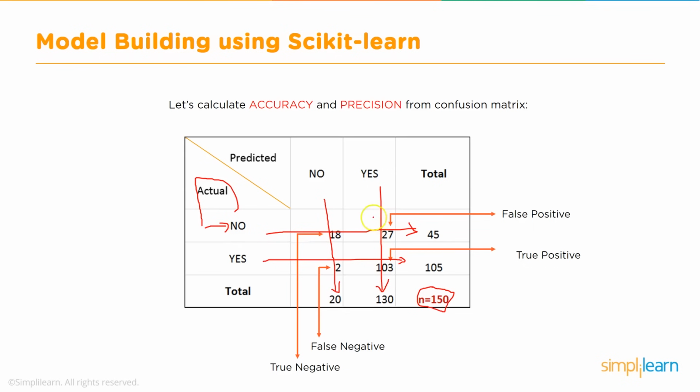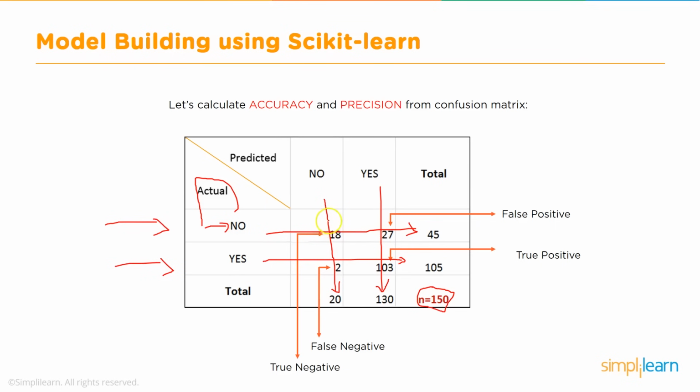Before we go into the middle part, let us first understand what exactly these numbers are. Actually tagged as no, there are 45 in total. Actually tagged as yes, there are 105. Predicted as no, there are 20. Predicted as yes, there are 130. This is the result from our model, and this is the actual value which we already know because this is our label data. That's the first thing.